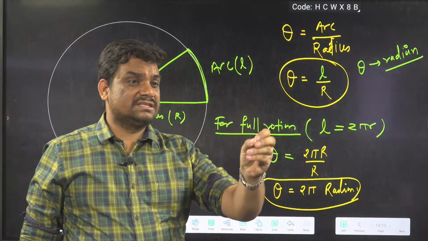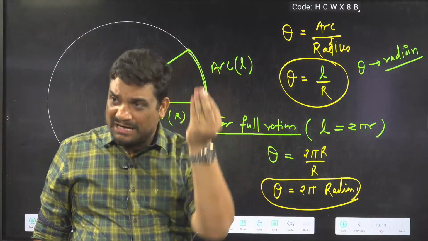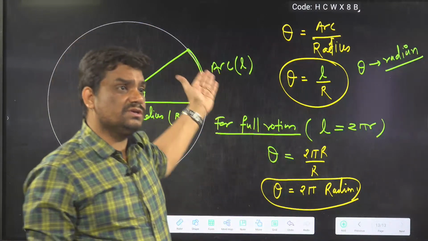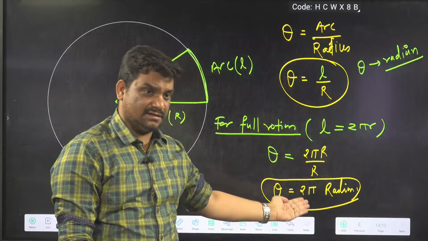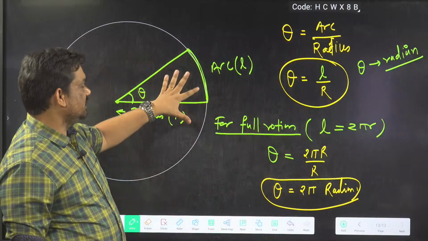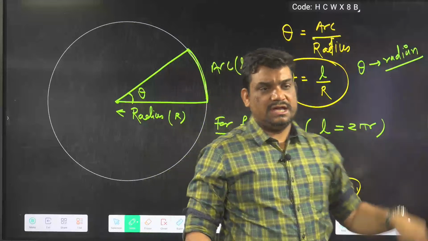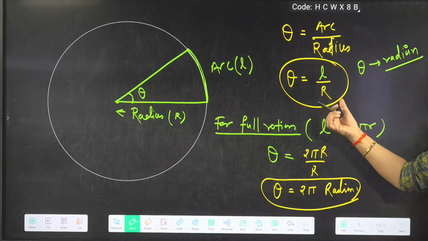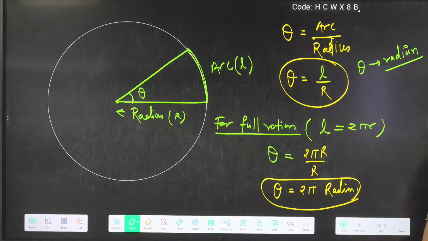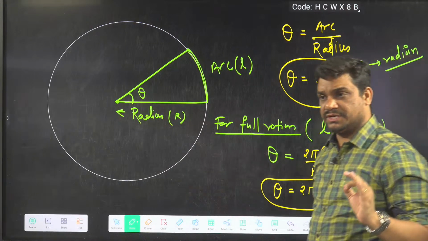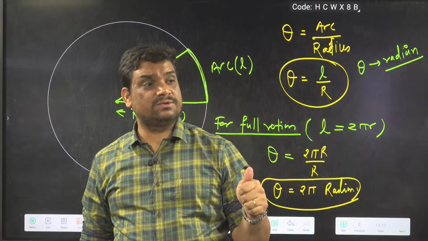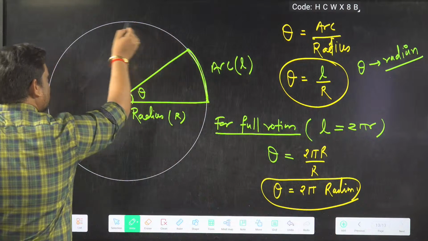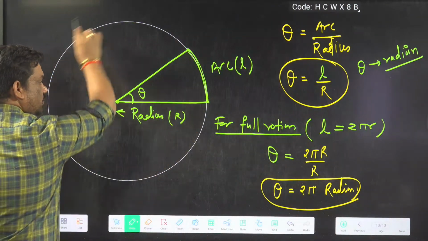2 pi radian. You will say, just 2 minutes back you said that in one full rotation, theta is 360 degree, and now you are saying theta equal to 2 pi radian. What I'm saying is that the formula of theta is arc by radius, so theta becomes L by R. For the full rotation, the length will be 2 pi r, because the total circumference is 2 pi r.